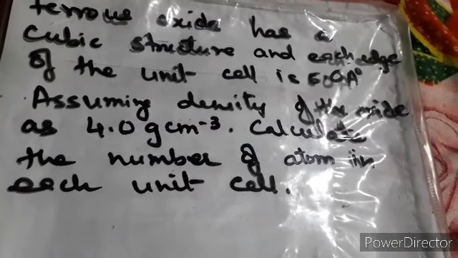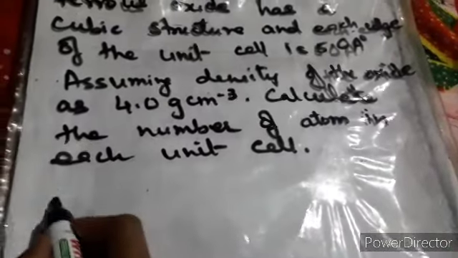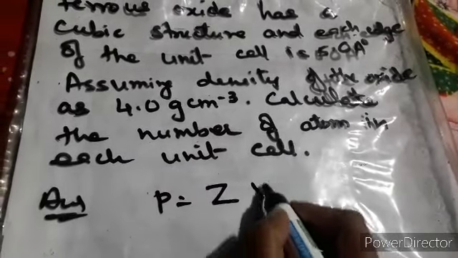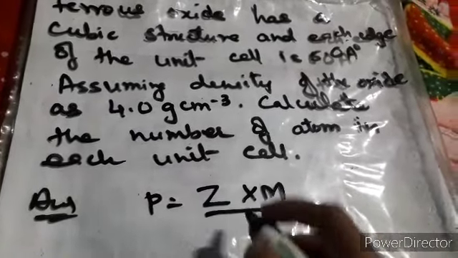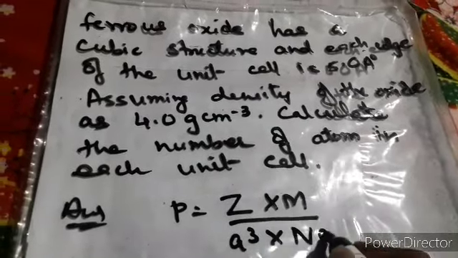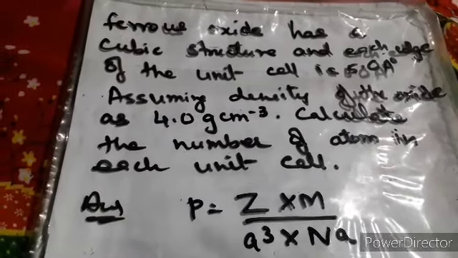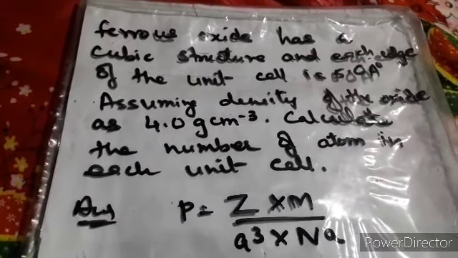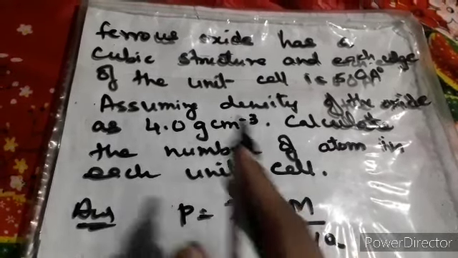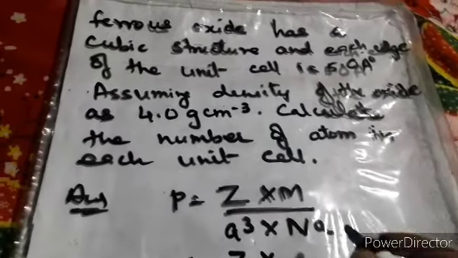First of all, you have to rearrange things. Now what you will do, first of all we'll write down the formula. The answer will be like this. Density will be Z into M upon A cube into Na. And what I am doing is just rearranging it, because Z is what they are asking you. Then one more thing, you have to calculate the mass. So over here you have to calculate the ferrous oxide molecular mass, and it is about 72.